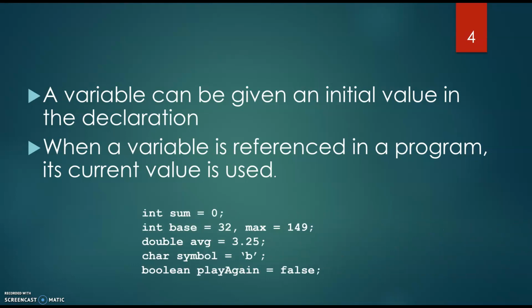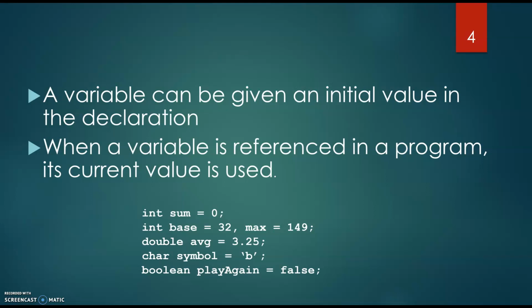So our first one here, we've got the data type int, we've given it the variable name sum, and we're assigning the value 0 to sum. 0 is a whole number, so we're good. In our second example, we have two variables, base and max, that we're assigning to the data type int. We've given base the value of 32, max the value of 149. They're both ints, so no problem right there.